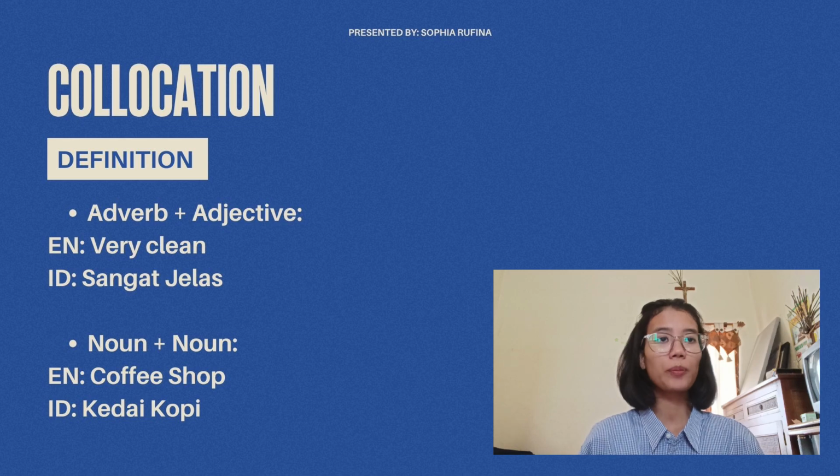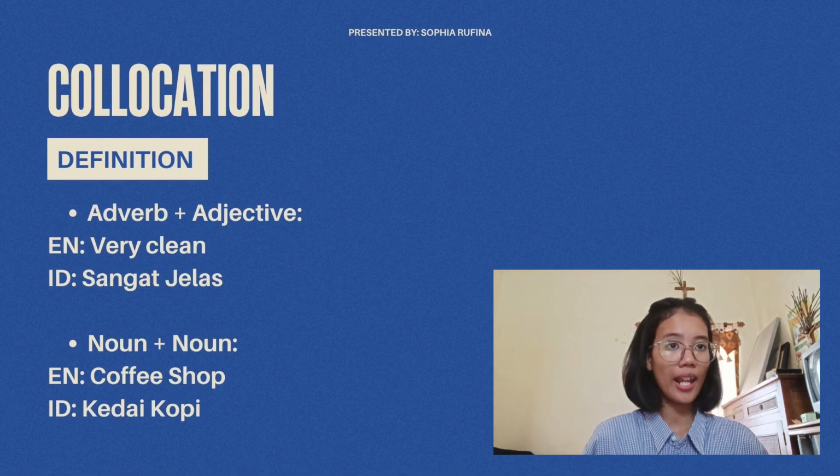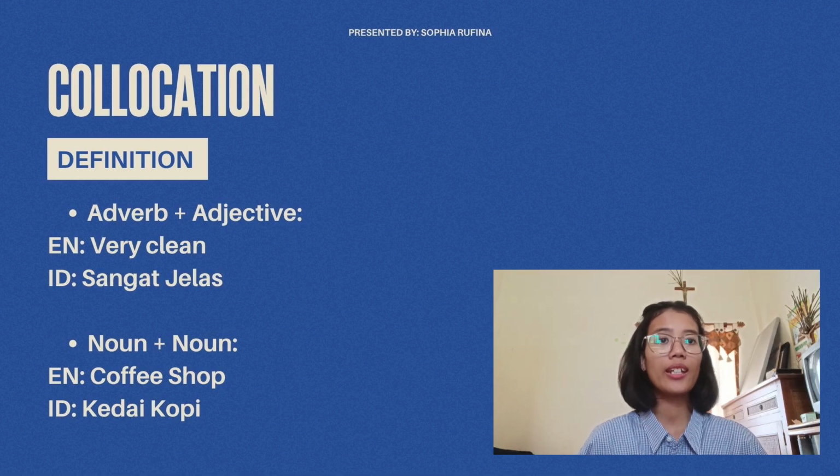Next, adverb plus adjective combination. In English, we say very clean. When translated into Indonesian, it naturally becomes sangat jelas. Next, noun plus noun combination. In English, we say coffee shop. When translated into Indonesian, it naturally becomes kedai kopi.